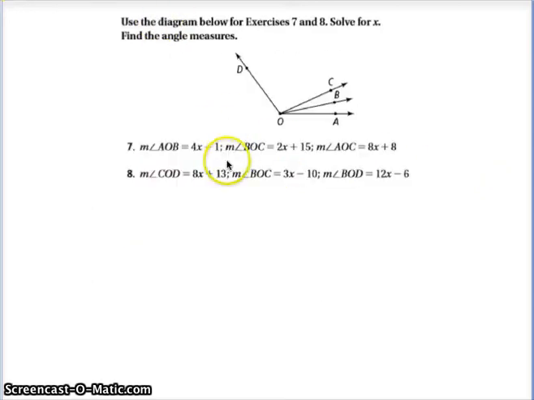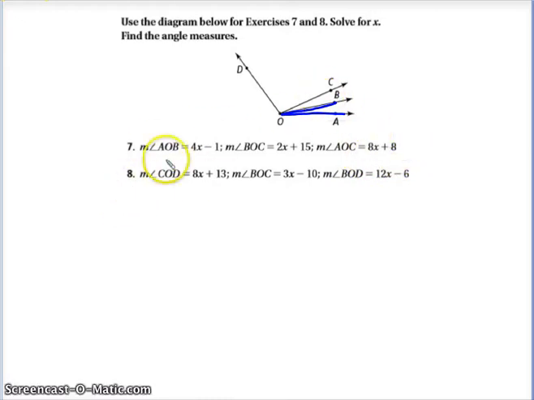Cool. Moving on. In this next example, we're going to look a little bit at the idea of angle addition, that when I have adjacent angles, I can add their measures together to make a larger angle. So if I'm told that AOB, so that's this angle down here, is 4x minus 1, and BOC, the angle adjacent to it, is 2x plus 15. And then I'm also told that AOC, those two angles put together, is 8x plus 8.